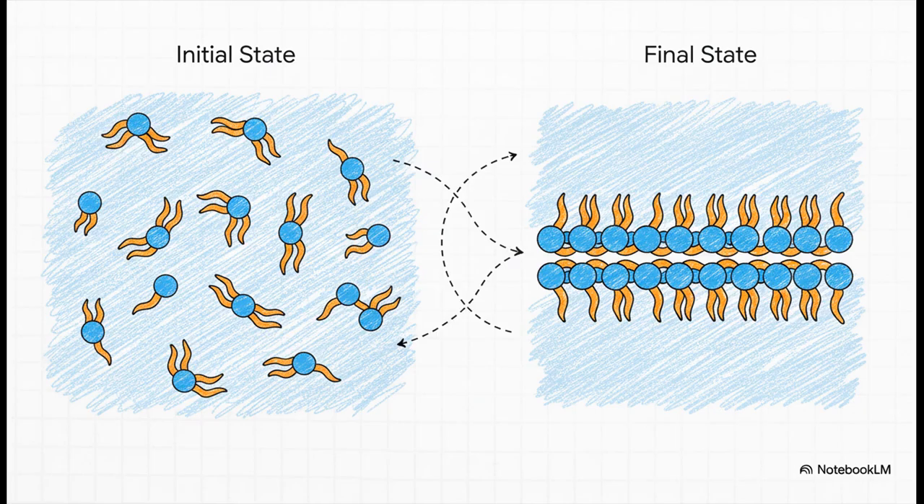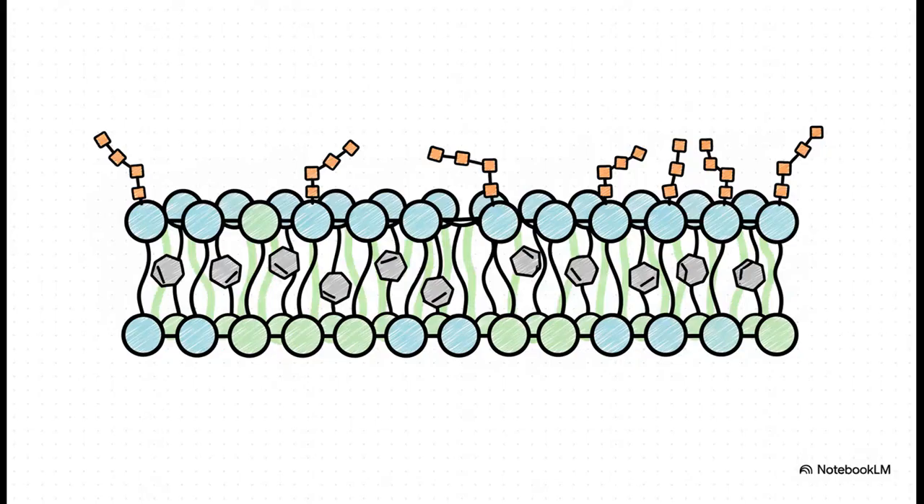So, what do you think happens when you dump millions of these little guys into water, which is basically what the inside and outside of a cell is? Well, something amazing happens. They assemble themselves, automatically. The water-loving heads all turn to face the water on the outside and the inside, while all the water-fearing tails tuck themselves away in the middle, safe and dry. And just like that, you get a stable, two-layered sheet, the famous lipid bilayer. No instruction manual needed.